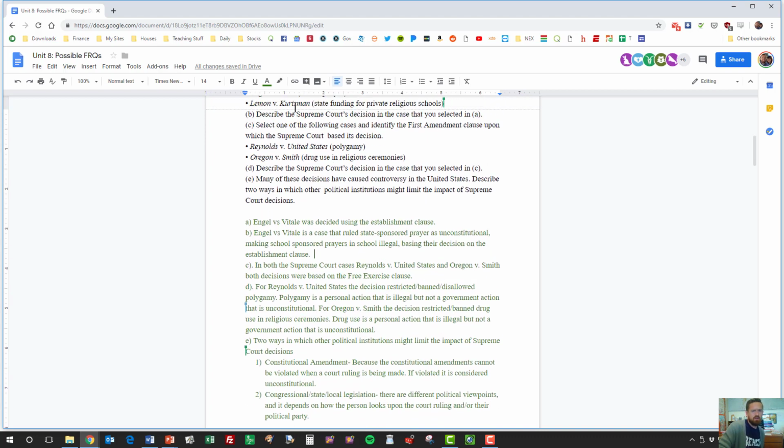So I'm happy with Engel, and then it says select one of the following and tell me what part of the amendment. We have Reynolds v. U.S. about polygamy, or Oregon v. Smith. I like both of these. Basically, both of these are about the free exercise clause, and this group did mention that, because it's about worship. It's about how you worship. Reynolds is about polygamy, and you can't do something that's illegal and claim that you're exercising your religion. That's not allowed. Oregon is the same thing. It was about drug use, and they claimed it was free exercise clause.